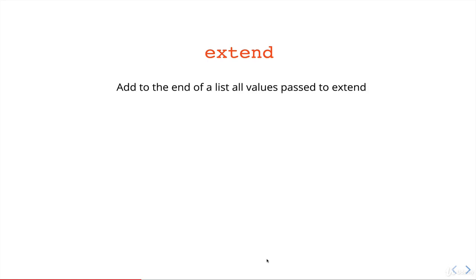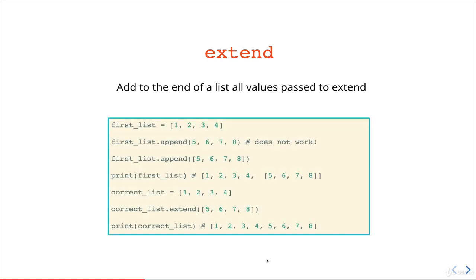Fortunately, extend is to the rescue. So extend will add to the end of the list all of the values that we pass into it. So here's an example where we have this first list and we try to append multiple items. It does not work. Or if we tried to pass in another list, it actually just attaches the list to the end as a single item. It's nested inside. But if we do it the correct way using extend, it looks like this.